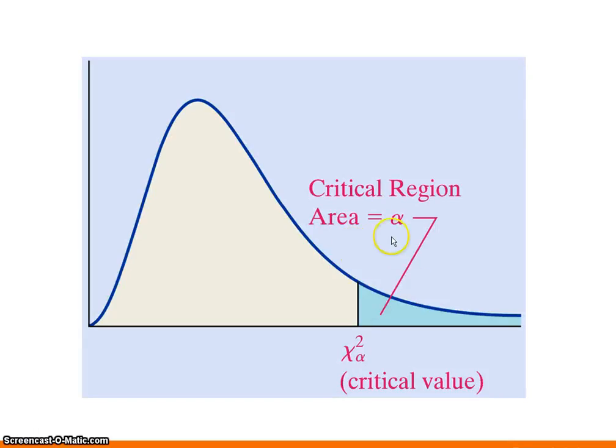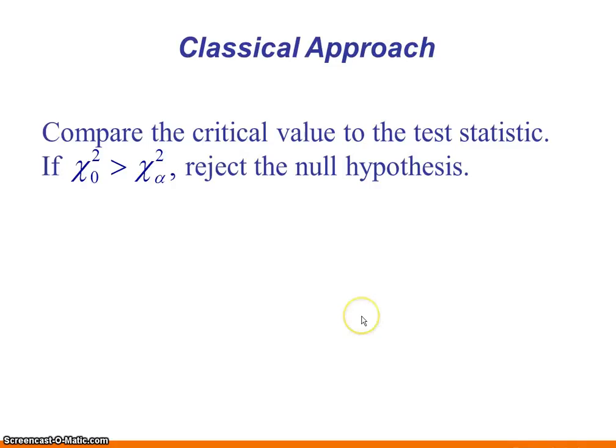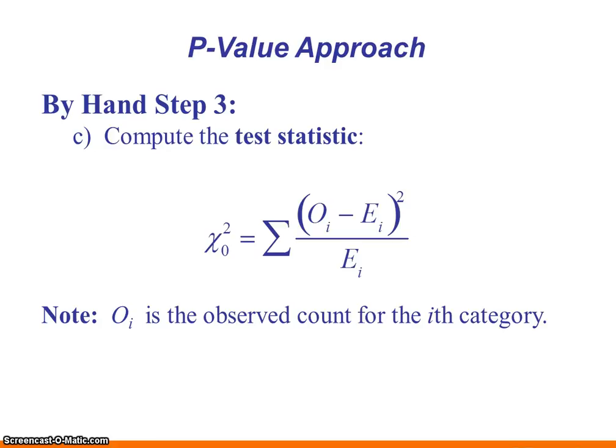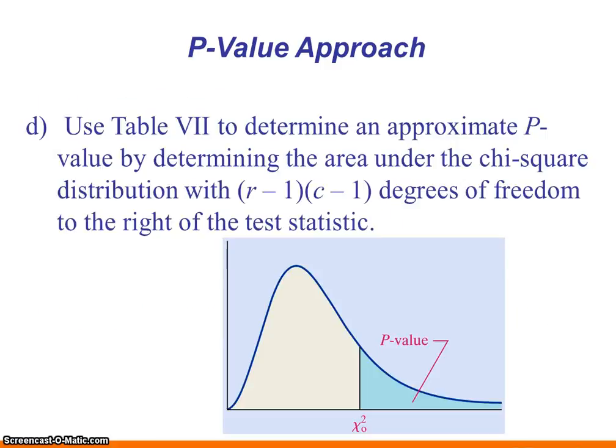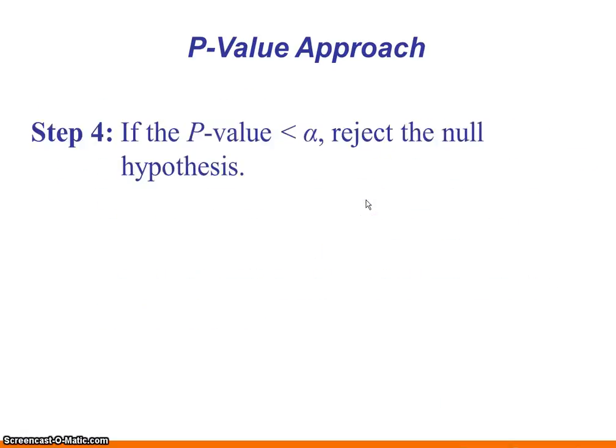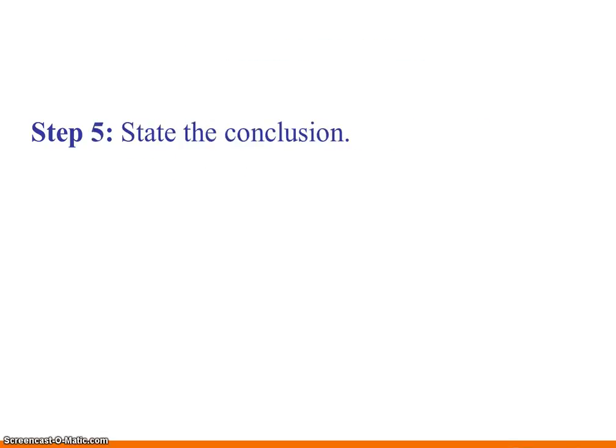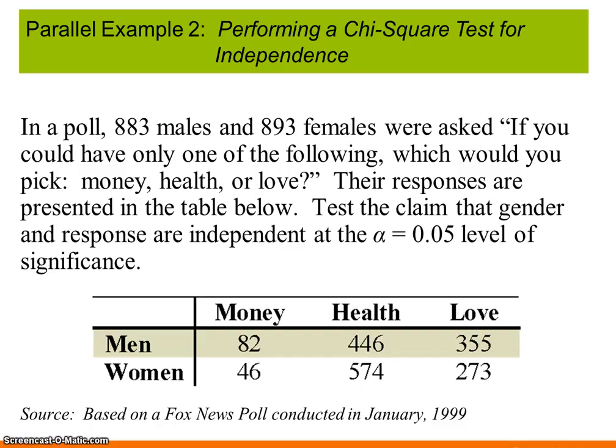So again, compare the calculated value to the value you look up in the table. And if the calculated value is greater than the value that you look up in the table, which is dependent on alpha, you would reject the null hypothesis. Or using the p-value approach, you can compute the actual probability, or get an approximation for the probability, again remembering that it's r minus 1 times c minus 1 degrees of freedom. And then if the p-value again is less than alpha, as is usual, we will reject the null hypothesis. And then don't forget to clearly state the conclusion so that non-statisticians can understand your results.